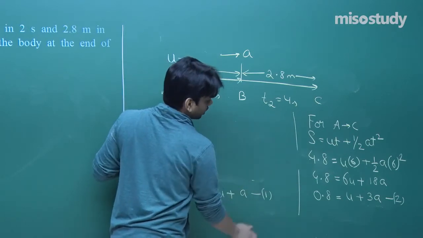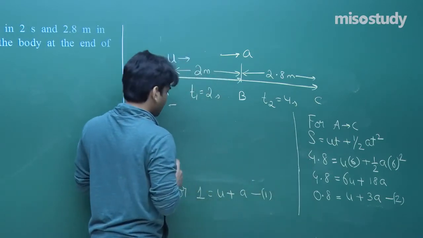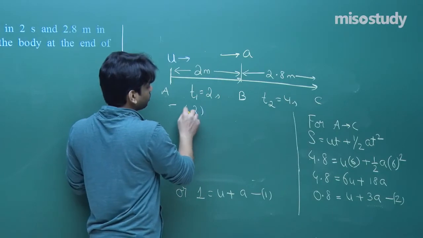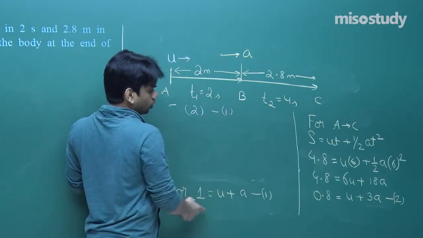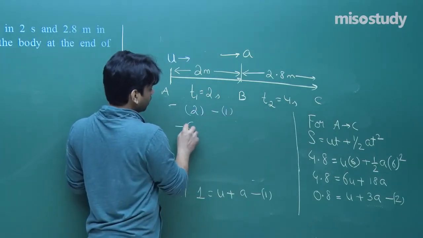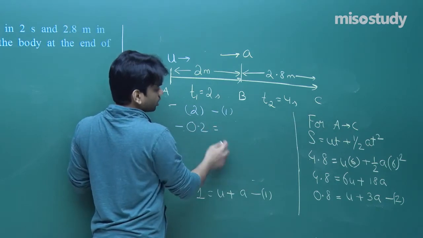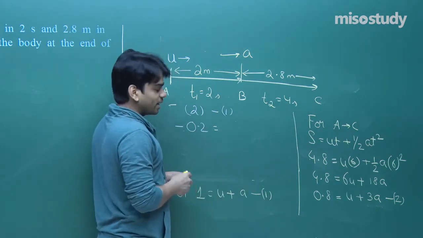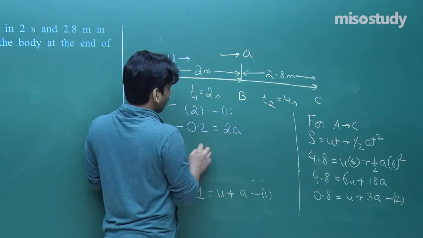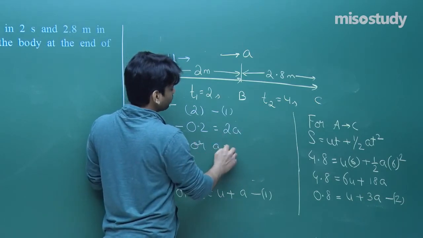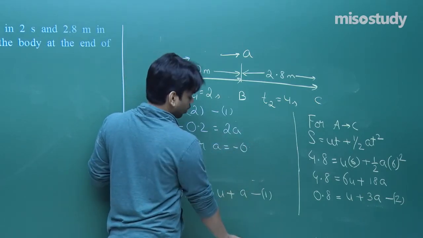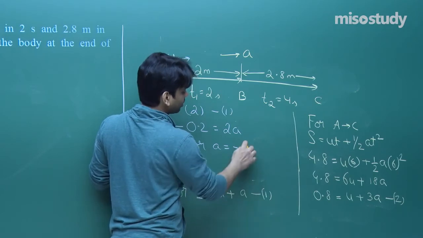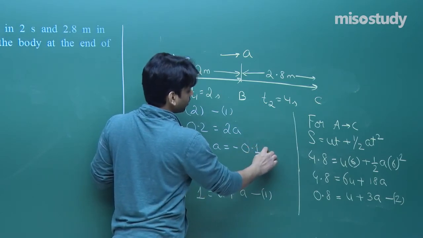Let me show you the rest of the part here with a different color. We are subtracting equation number 1 from equation number 2. 0.8 minus 1 will give you minus 0.2. U will be cancelled out. 3a minus a will give you 2a, or a is equal to minus 0.1. I am not giving any unit. The units will be standard one, that is 0.1 meter per square second.